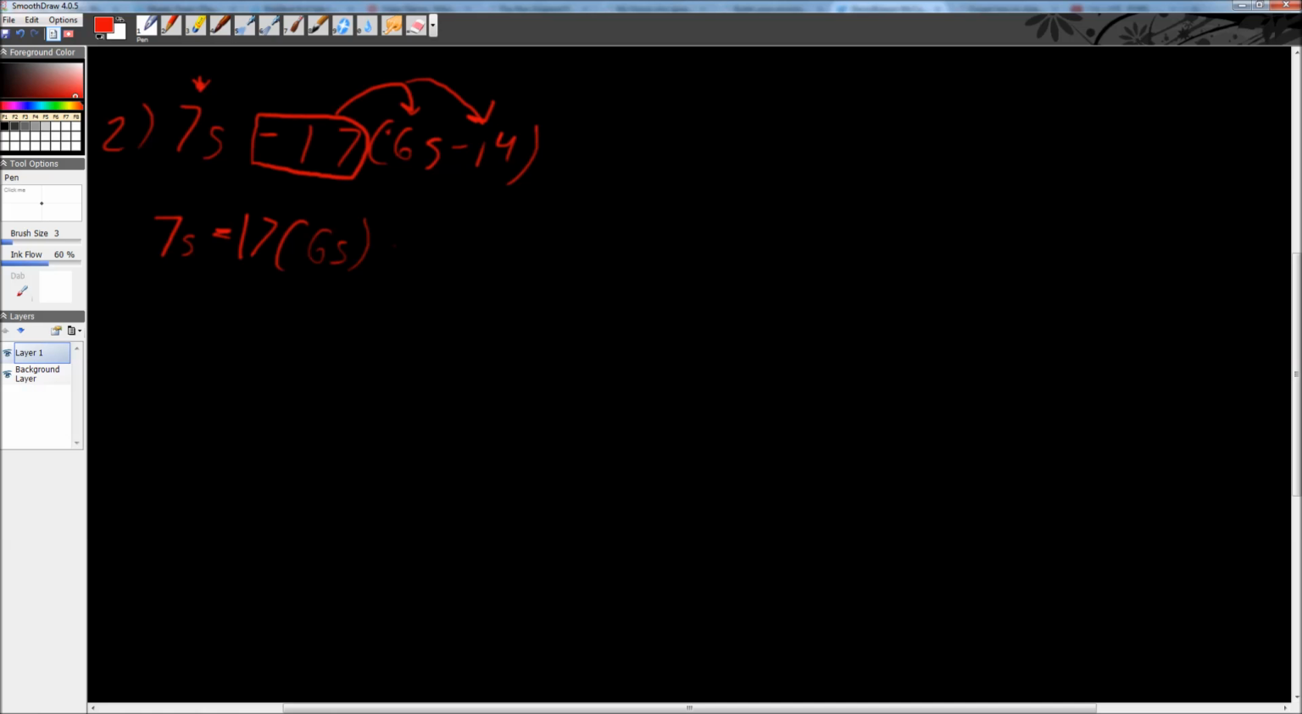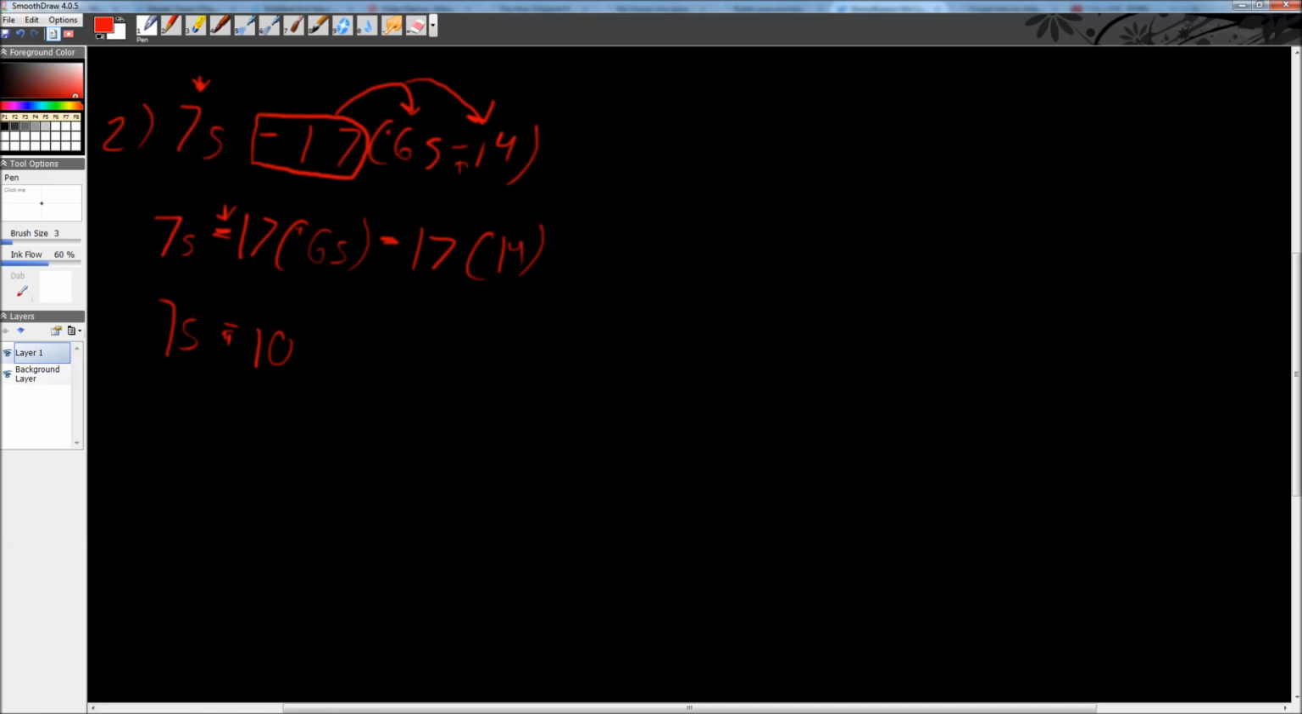Then we distribute the negative 17 again, times negative, looks like a 3, negative 14. 7s minus 17 times 6s is negative 102s. A negative times a positive gives us a negative. That's how we got negative.